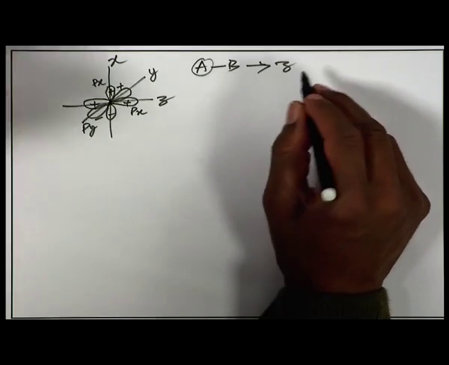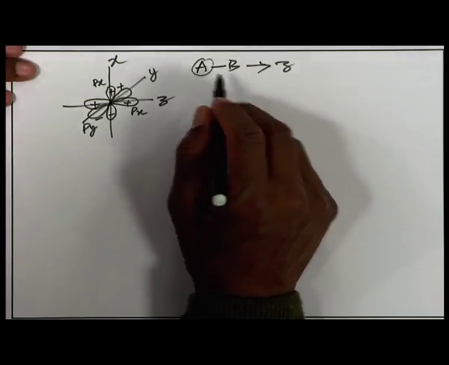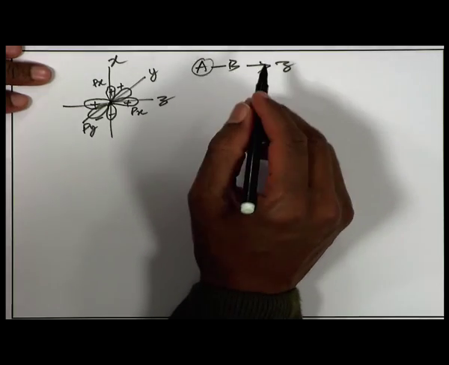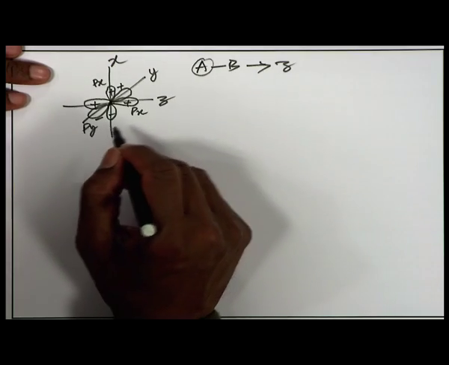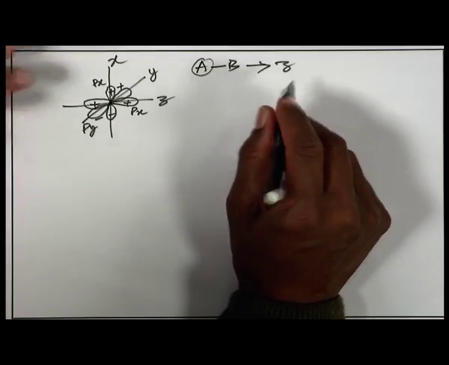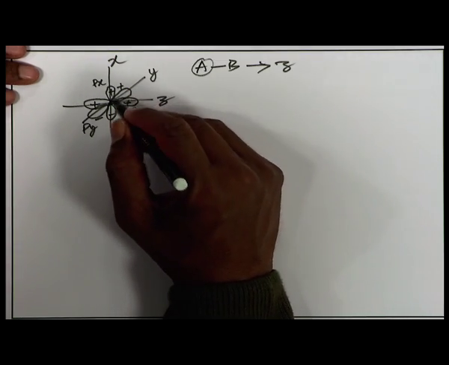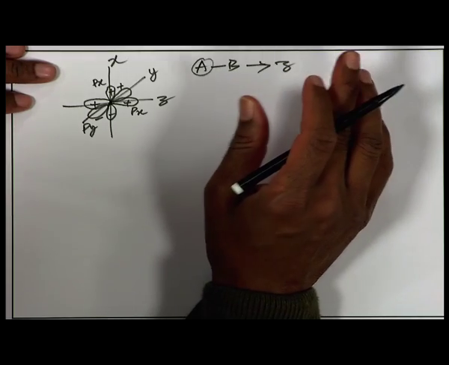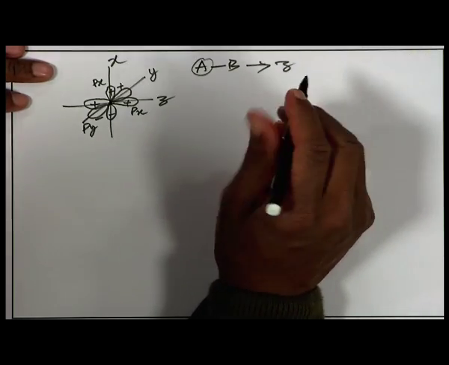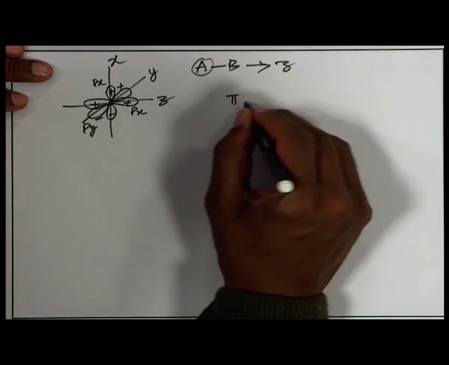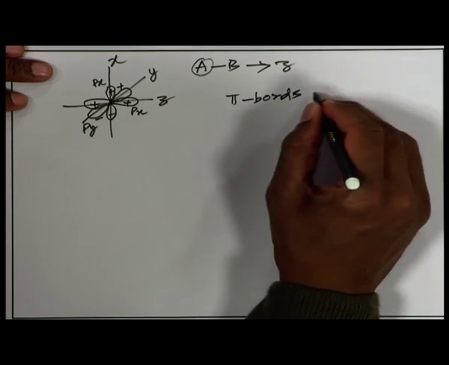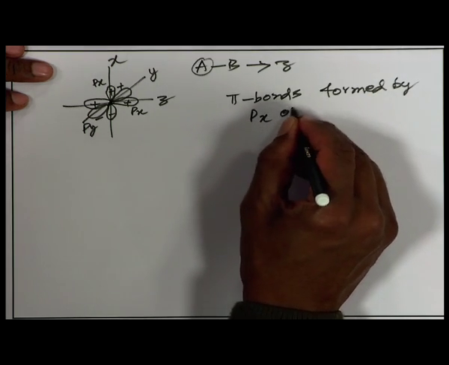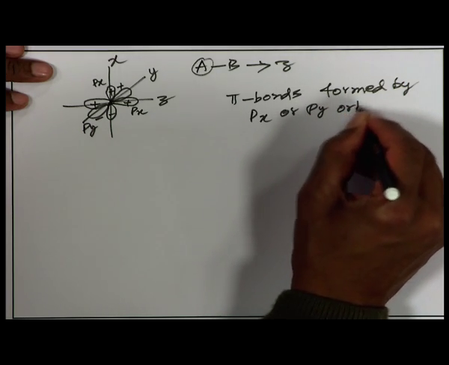So, if you fix the axis of the AB molecule as the z axis, then atom A as well as atom B should use the orbital lying along the axis, so that a sigma bond is formed. Then the remaining px and py orbitals cannot be used to form a sigma bond, they have to be used for forming a pi bond. So, pi bonds are formed by px or py orbitals or by both.